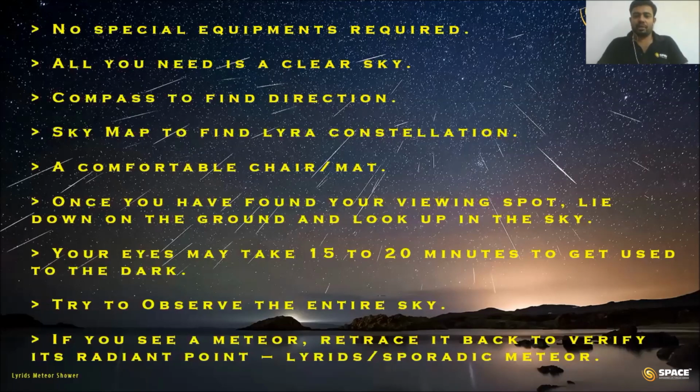If you see a meteor, just retrace it back to verify its radiant point, whether it is a Lyrids meteor shower meteor or near the Lyra constellation. If it doesn't come from this constellation area, then it may be a sporadic meteor. Sporadic meteor means it doesn't belong to this Lyrids meteor shower. It is just a random meteor.